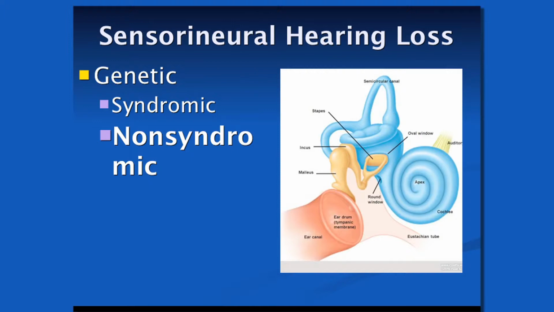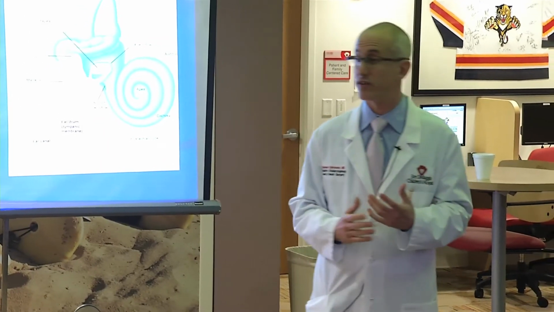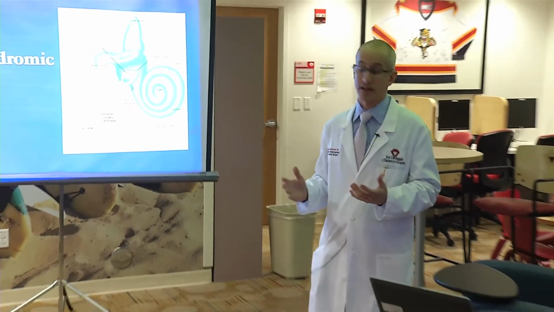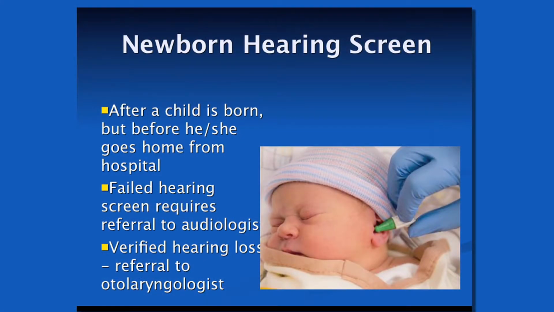About 50% of children who are born with hearing loss have some kind of a genetic problem. And within those kids, most of them are the non-syndromic kids, which kind of gets us to the next part of the talk, which is identification of hearing loss. And that brings us to newborn hearing screening.